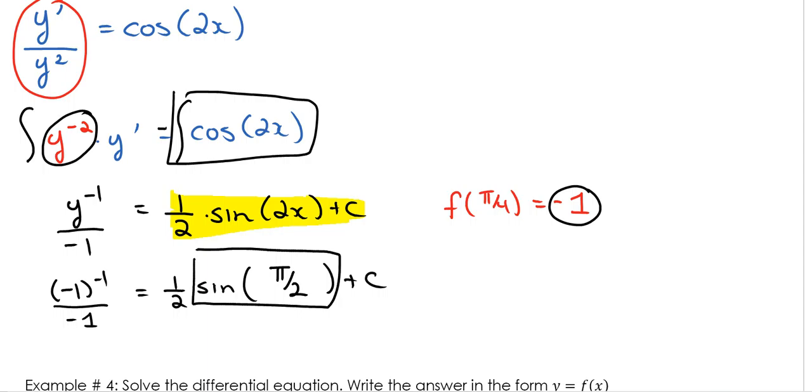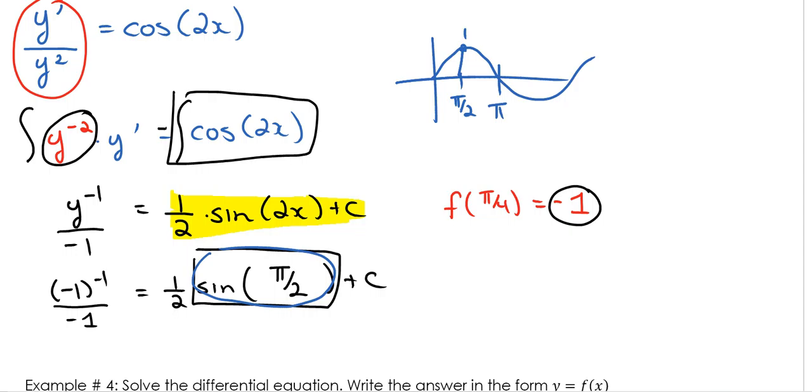Yeah, the value of sine pi over 2 is going to give you a value of 1. So if you remember your sine graph, this is pi right here, and this is pi over 2. So pi over 2 has a value of 1. So this whole expression right here is going to be 1. So this is going to be 1/2 plus c, because I saw that 1/2 right there.